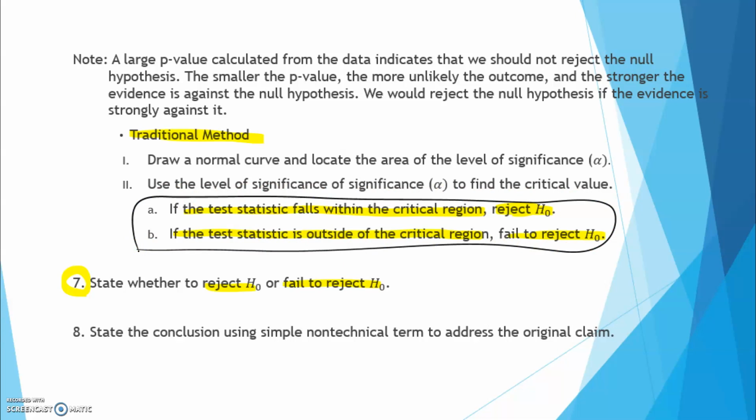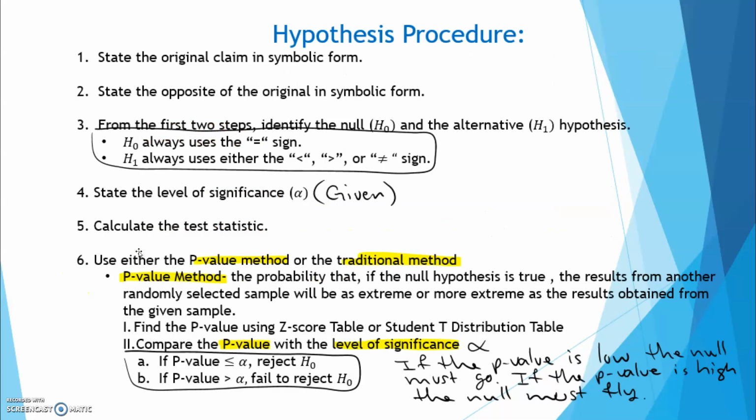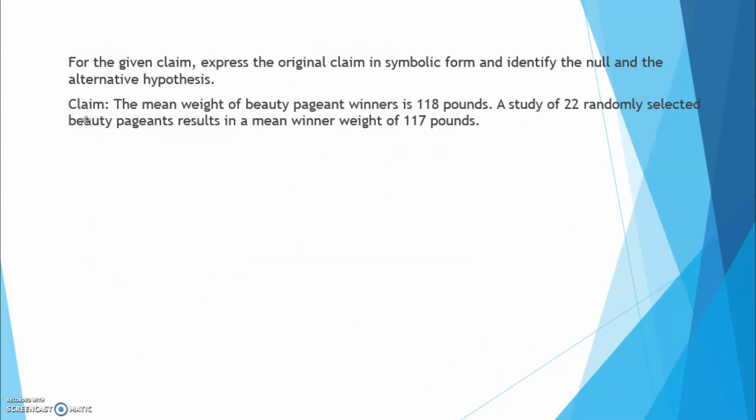Those are the things that you need to commit to memory for the exam. Okay, now let's just start slow, and we'll take steps 1, 2, and 3. It says, for the given claim, express the original claim in symbolic form and identify the null and the alternative hypothesis. Okay, so here's our claim. The mean weight of beauty pageant winners is 118 pounds. A study of 22 randomly selected beauty pageant results in a mean winner weight of 117 pounds.